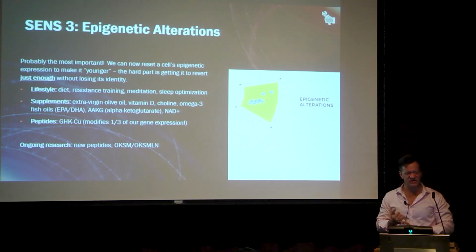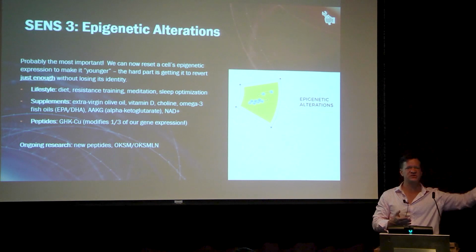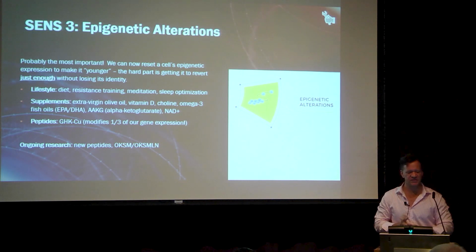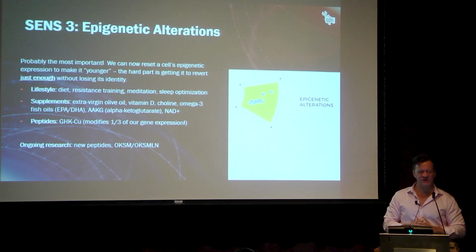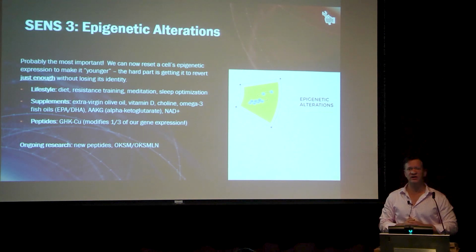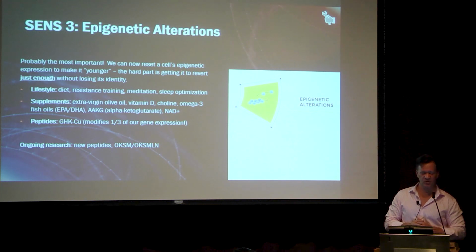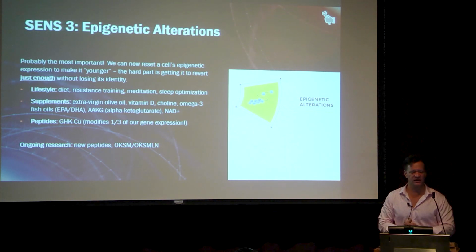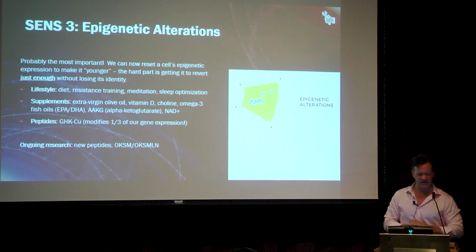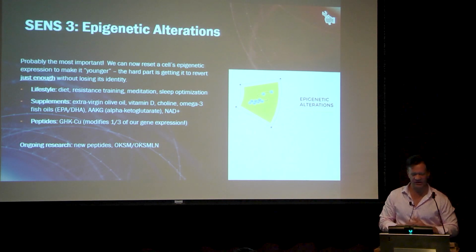So in terms of lifestyle, there's a lot you can do with diet, with resistance training, meditation, sleep optimization, exactly the same stuff as for lengthening your telomeres. Supplements, extra virgin olive oil. Olive oil actually has a significant impact on your epigenetic expression. It's amazing. Vitamin D, whether it's from sunlight or through a pill. Omega-3 fish oils like EPA and DHA. There's a couple others.